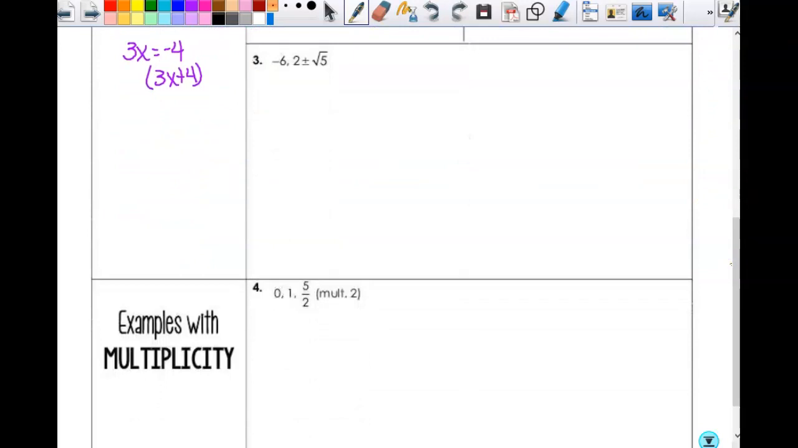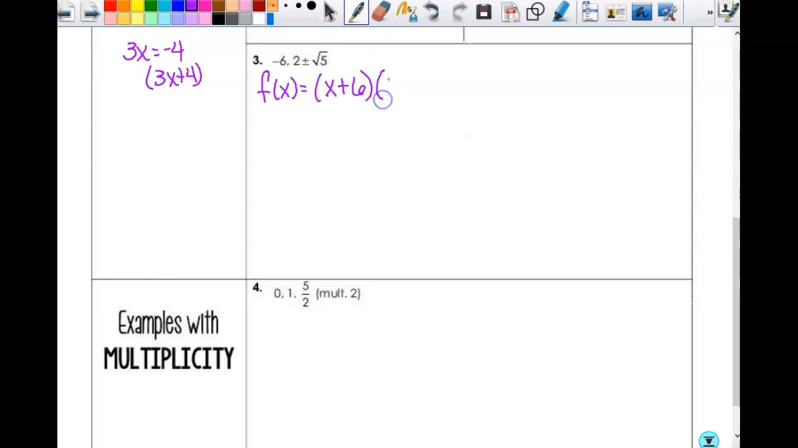All right, so let's look at number 3. I've got f of x equals, so to write this down, this is a negative 6, so this would be x plus 6, because it's really x minus a negative, right? Now, when I substitute these two in, this is 2 terms. This is actually 2 plus the square root of 5 and 2 minus the square root of 5. Any time you substitute something in with more than one term, it needs to be in parentheses.